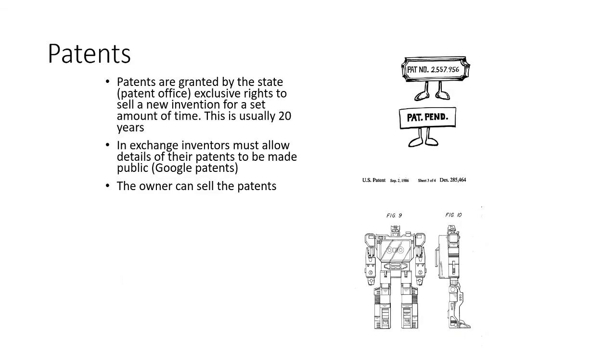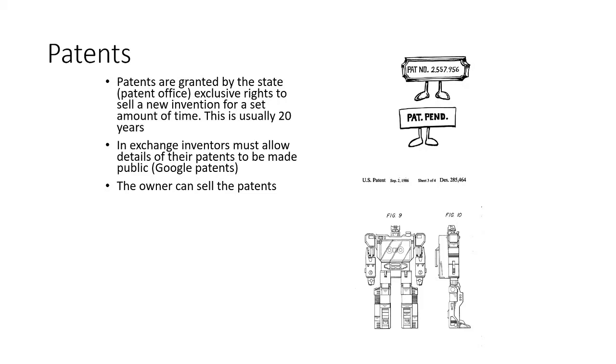So patents. This is granted by the state, so this is like the patent office. In America that is by the state, or if it's in England it might be the county. And that's exclusive rights to sell a new invention for a set amount of time, typically 20 years. In exchange, inventors must allow details of their patent to be made public. That's where you have Google Patents. You can go onto Google, type in Google Patents, and you can see all the patents that are currently available.